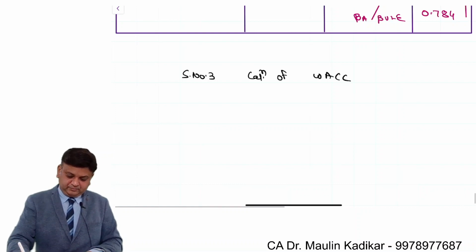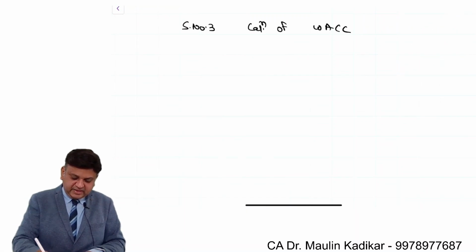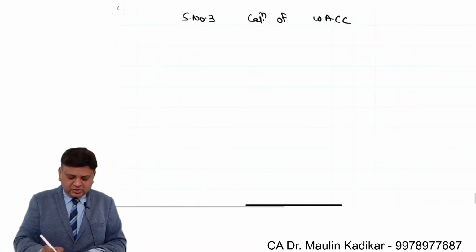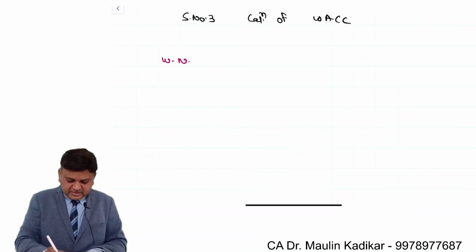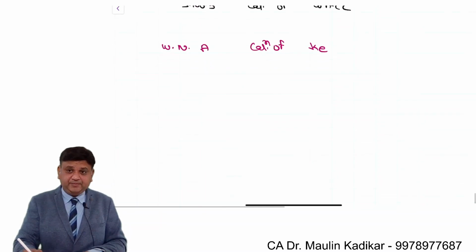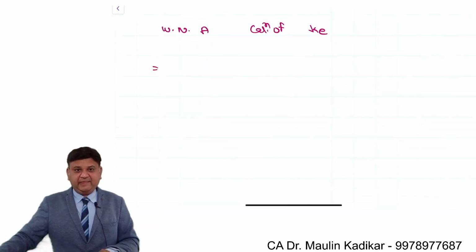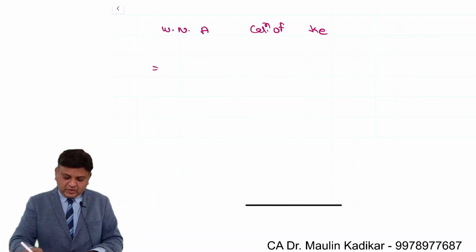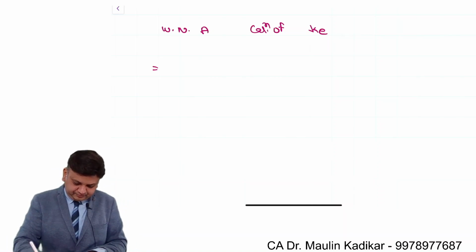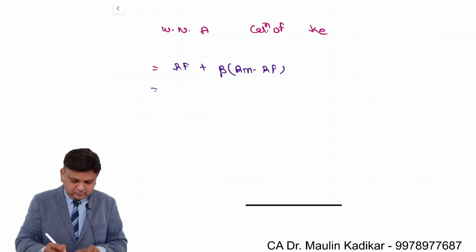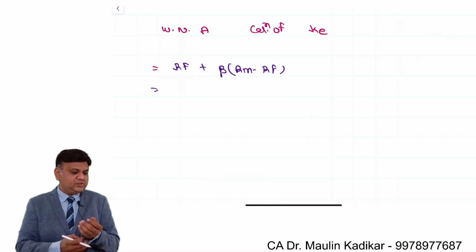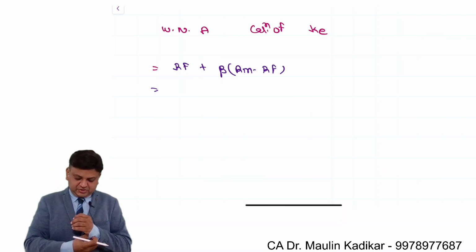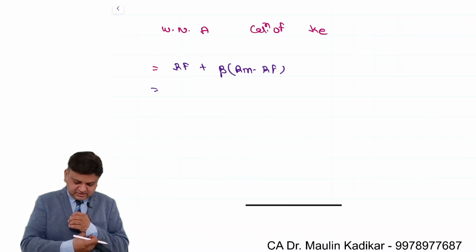In that, we'll make the calculation of working, that is cost of equity, that is working note A, calculation of cost of equity. Cost of equity will be found as RF plus beta into RM minus RF. What is the risk-free rate of return given to us in the question? RF is given as 10%. So we will have the answer like this.